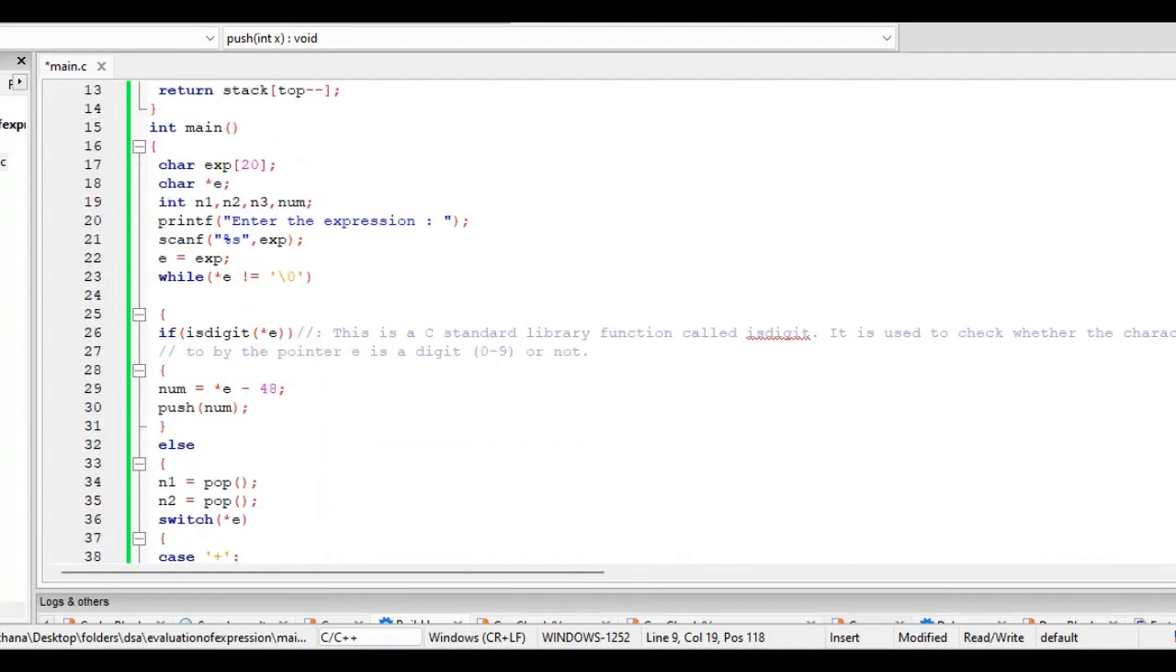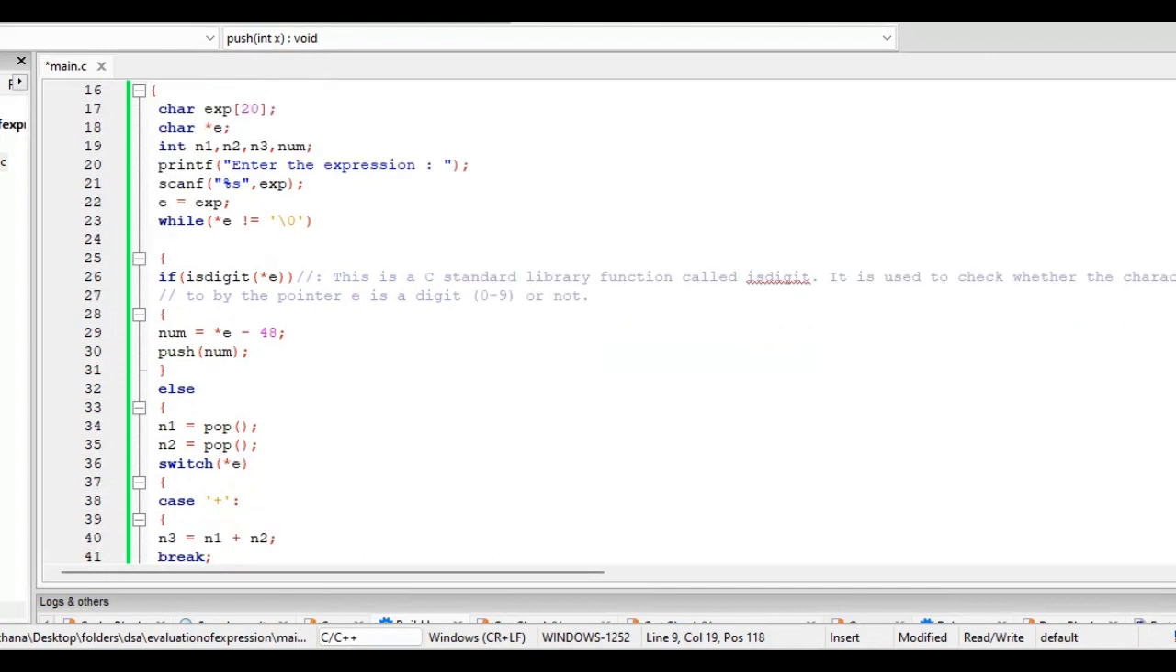I have told you what the value of push is here. If isdigit of asterisk e, num is equal to asterisk e minus 48, push of num. Else, if it is not a digit, what does it mean? It is an operation. What are the operations? Plus, minus, multiplication and division. If it is an operation, then what we must do is pop n1 and pop n2. What does that mean? Let me explain to you.